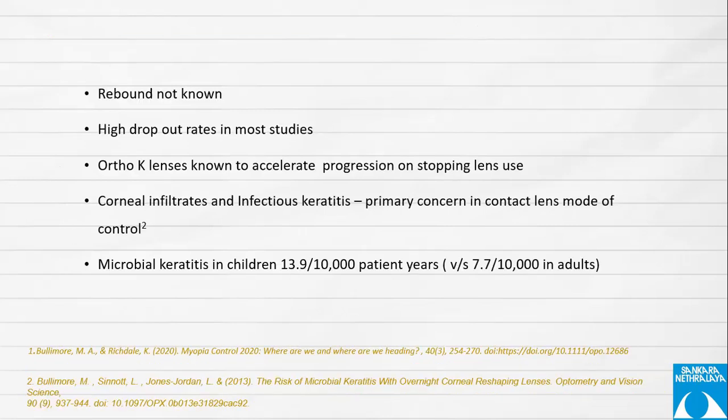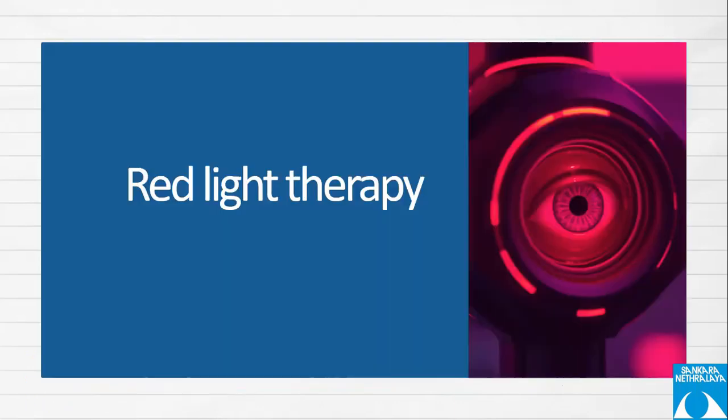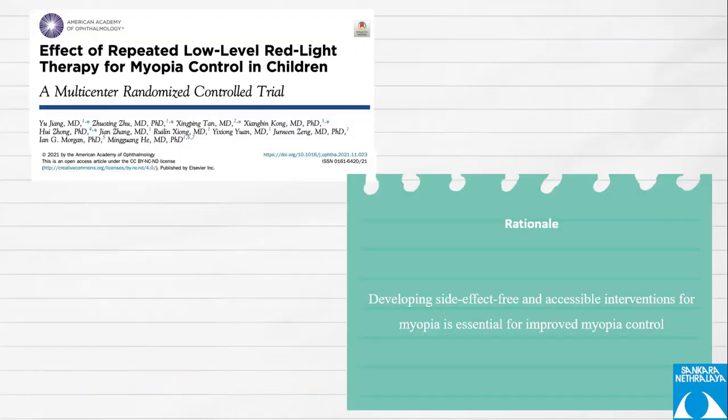So the drawbacks with Ortho-K are that the rebound is not exactly known because of higher dropout rates, and Ortho-K lenses are somewhat known to accelerate progression on stopping of the lens. Corneal infiltrates and infectious keratitis, especially in children, are not uncommon. So coming to the second part of the talk, the red light therapy.